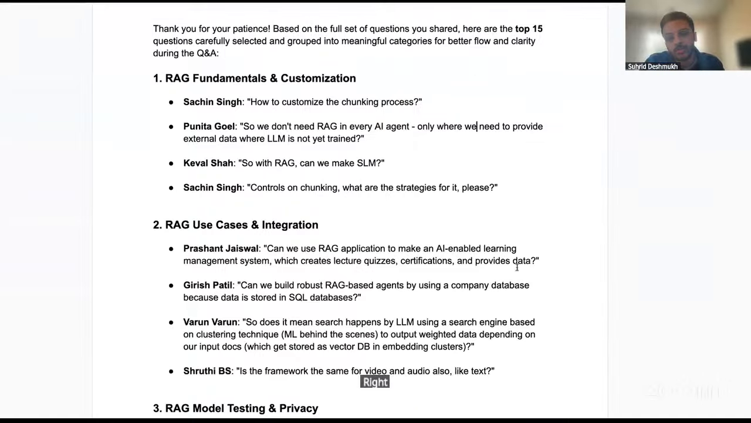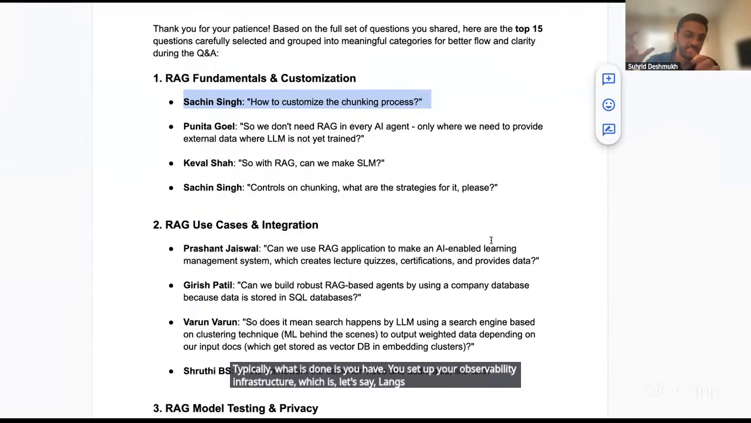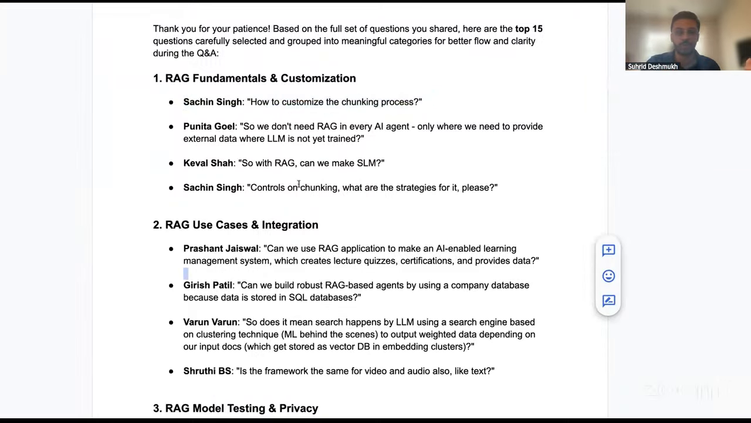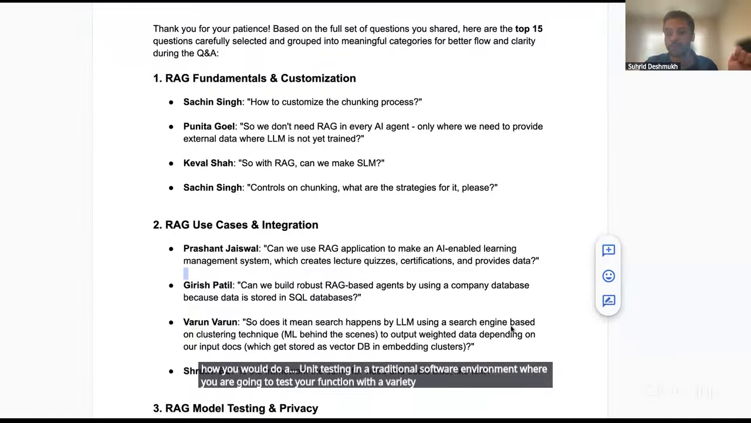Right. So in order to customize a chunking process, typically what is done is you set up your observability infrastructure, which is, let's say, LangSmith or LangFuse. These are again packages that you use on top of LangChain or LangGraph. And now how you would do unit testing in a traditional software environment, where you test your function with a variety of inputs and observe what its output is, you would do the same thing here.